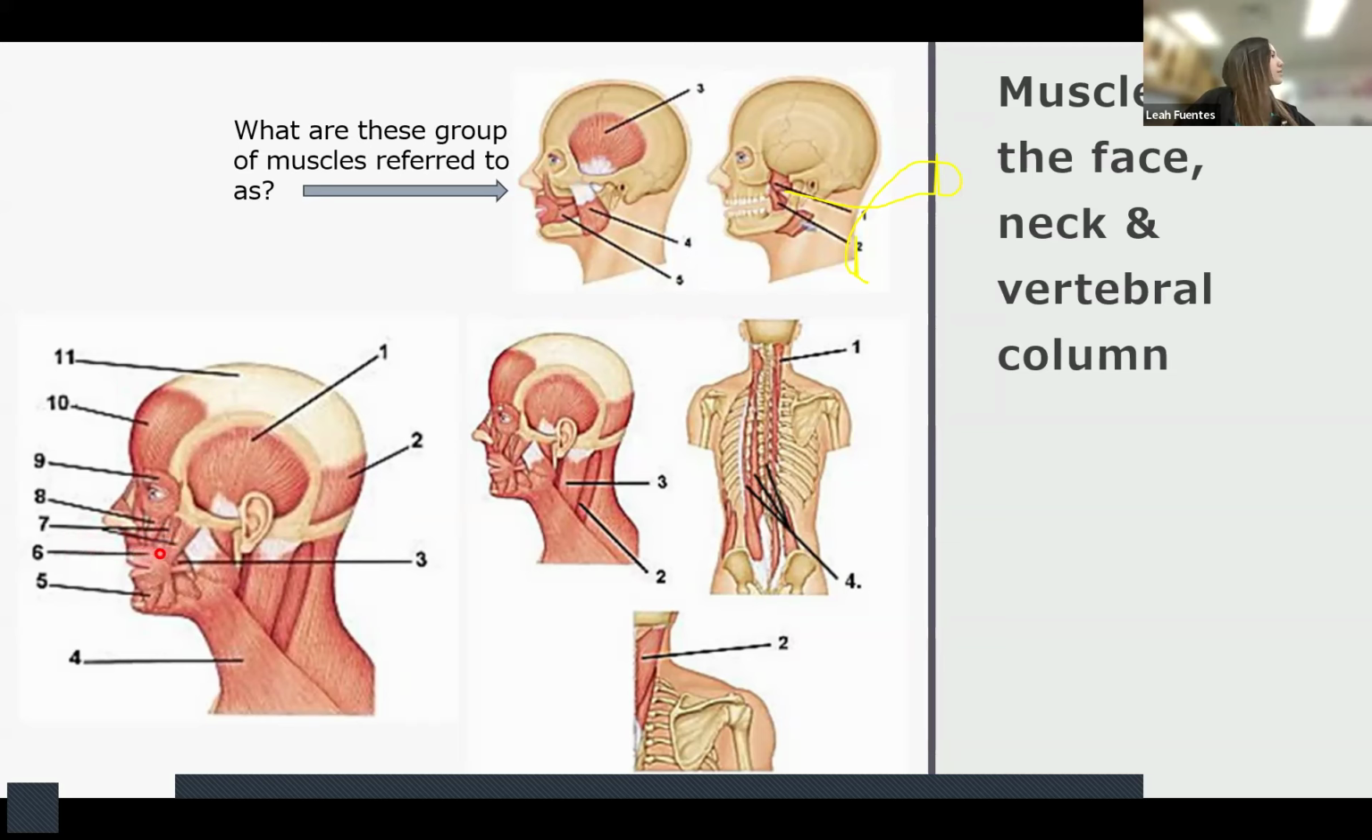7, do we know what this one is? Maybe a little hard to see as well. Yes. So 7 is going to be your zygomaticus major and minor. I'm not sure if they would ask for a specific one. I would think those zygomaticus would be sufficient. Number 6, we just talked about this one a little bit. Do we know what this one is? Orbicularis oris, good. And then 5, if it's close or if it's on our chin, do we know what this one is?